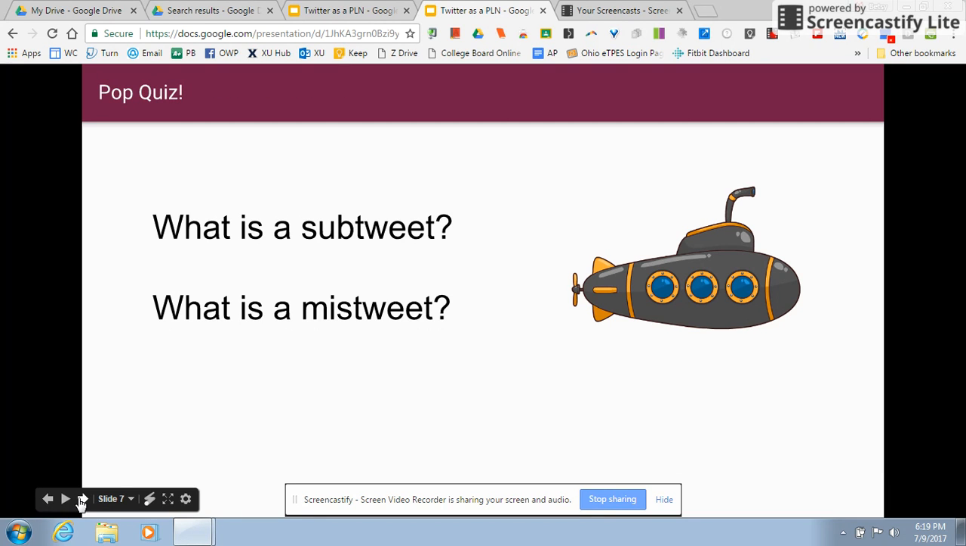Pop quiz. Do you know what a subtweet is? And do you know what a mistweet is? A subtweet is something our students engage in, but actually I guess some politicians do too, and regular old people do too. A subtweet is when you tweet something without a person's specific name in there, but it's really aimed at them, and they know it. It's petty, for sure. And a mistweet is like, oops. It's something you mistakenly tweeted and wish you hadn't, which you can delete, but sometimes the internet knows.